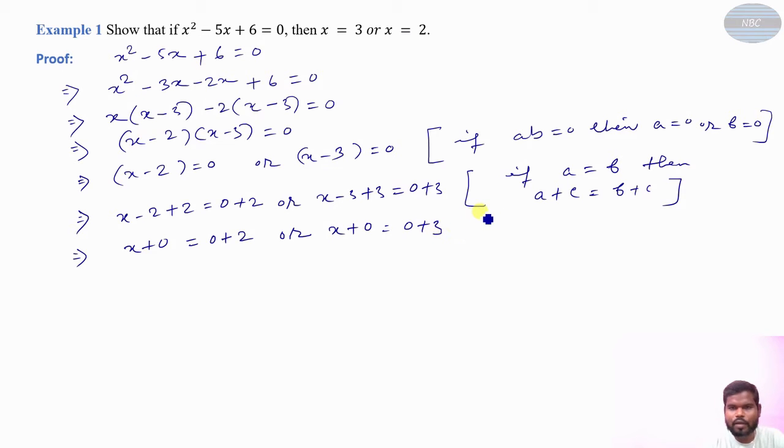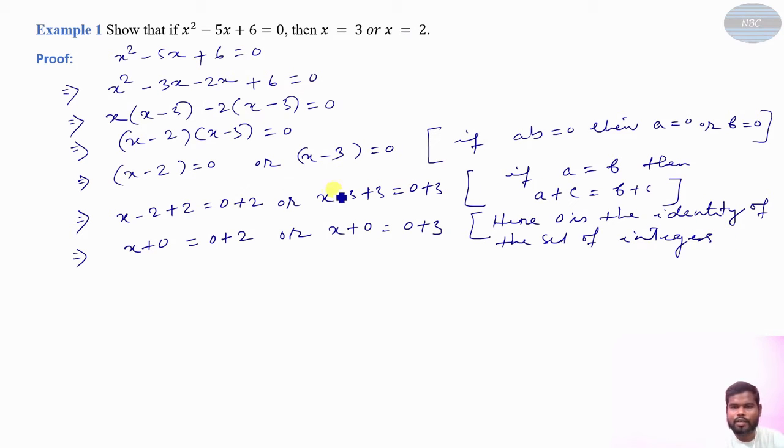Okay, so what is the meaning of this? Here 0 is the identity of the set of integers. So when we add a number with its inverse, then we get the identity number.